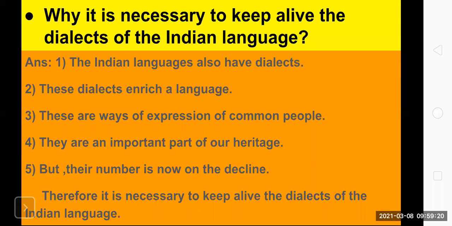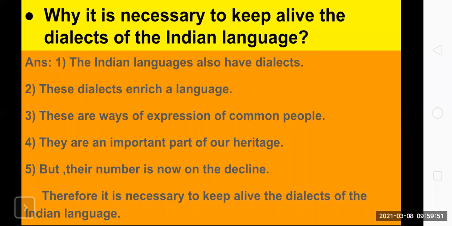Okay. Next question. Why is it necessary to keep alive the dialects of Indian languages? Now see, this is a very precise question. To preserve or keep alive the dialects, so dialects means Boli Bhasha. What we speak in our native place, that is the dialects.